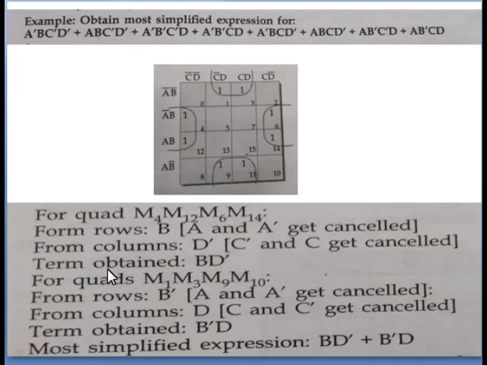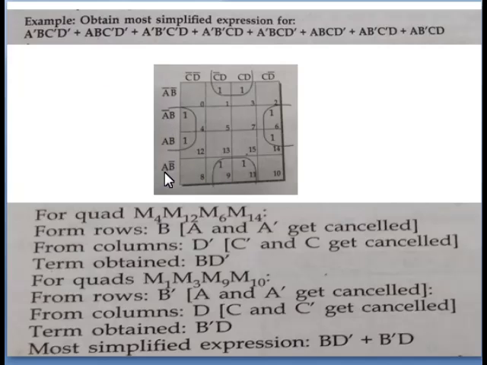Next quad, M1, M3, M9, M11. Here it is not 10, it is 11. Okay. So from the rows, these 2 are the rows: A dash B dash, A B dash. So A dash and A are opposite to each other, hence it gets cancelled. So we will get only B dash.